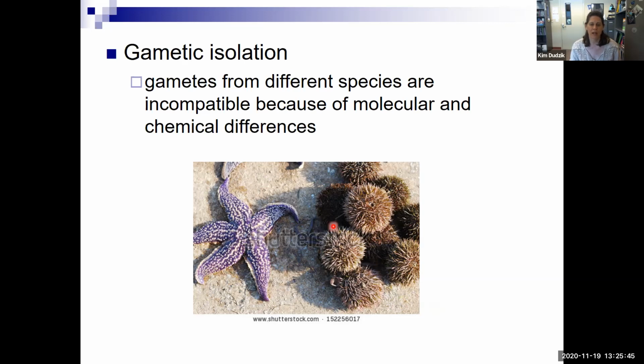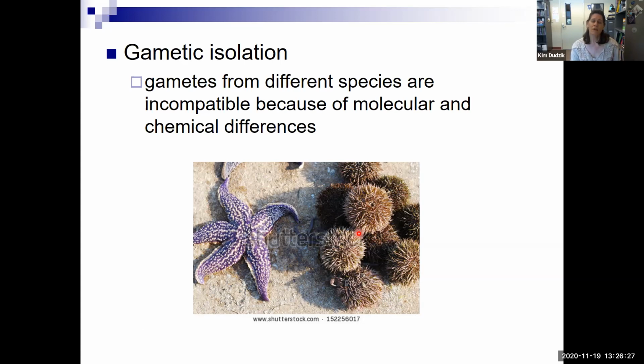Same with external fertilization. Here are sea urchins, here are sea stars. Well, what if they release their egg and sperm at the same time? Okay, well, there's gametic isolation. So the eggs of the sea star release a chemical that the sperm of the sea urchins may not recognize. And then also just molecular differences, that the two cells are just not compatible to join. Okay, so that's gametic isolation, that the egg and the sperm are not compatible. So that's still a pre-zygotic barrier because fertilization was prevented.